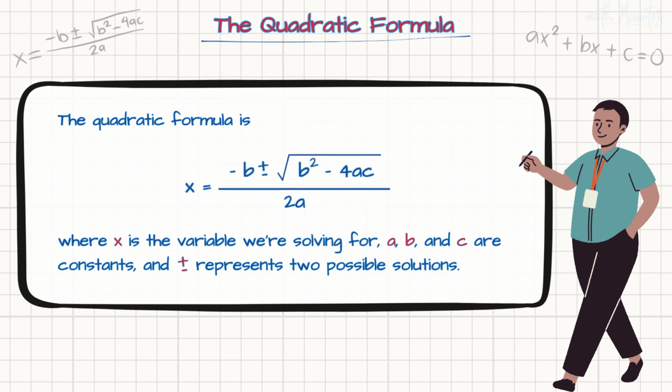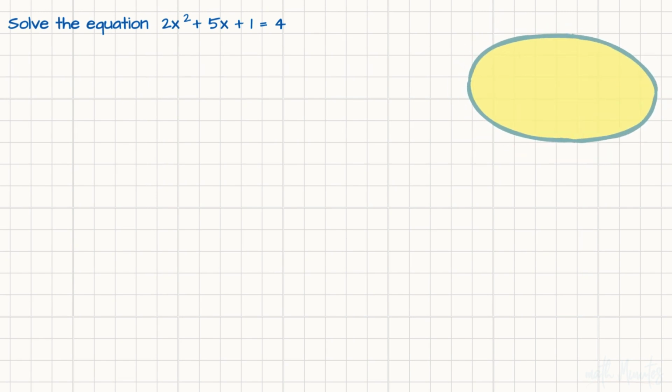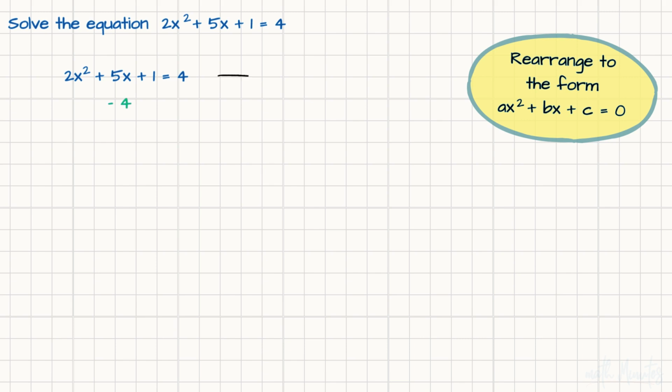Let's go through an example to see how we can use the quadratic formula to solve a quadratic equation. Suppose we have the equation 2x squared plus 5x plus 1 equals 4. Before we use the quadratic formula, we must always remember to rearrange the equation so that it's in the form ax squared plus bx plus c equals 0. This gives us 2x squared plus 5x minus 3 equals 0.